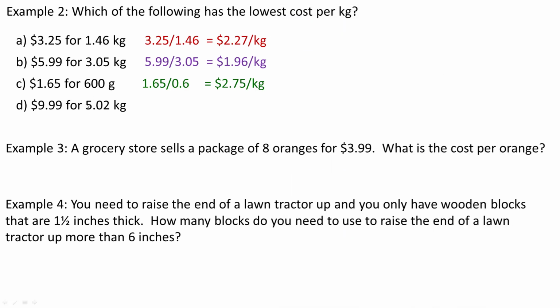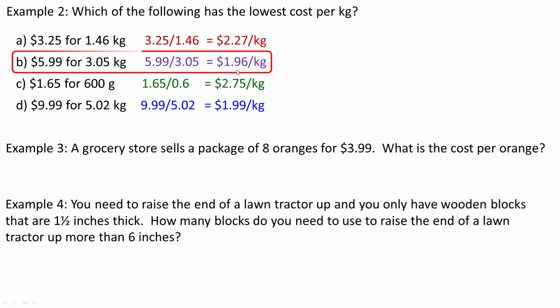And then the last one is the same as the first two. $9.99 divided by 5.02 works out to $1.99 per kilogram. So obviously this one is a little bit cheaper than this one, so that has the lowest cost per kilogram.